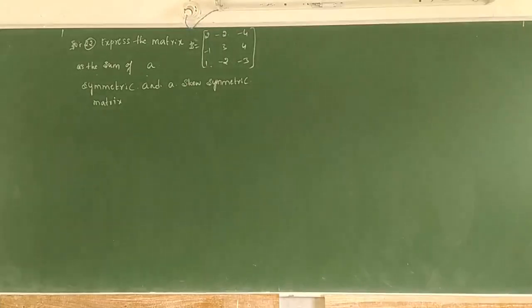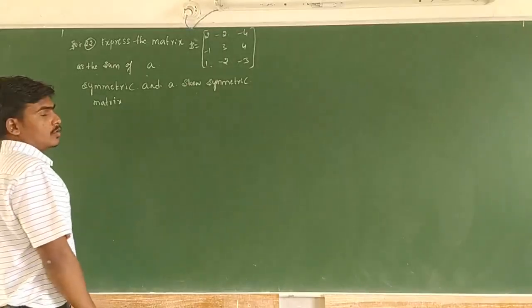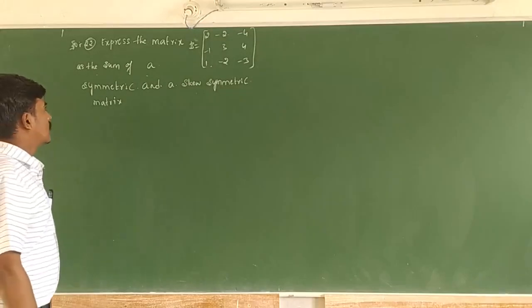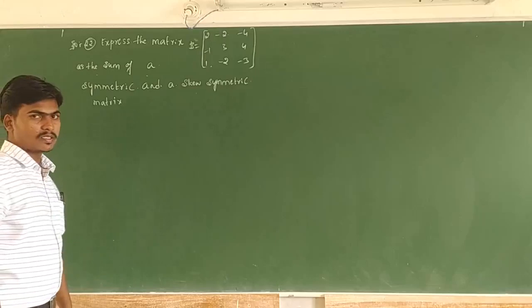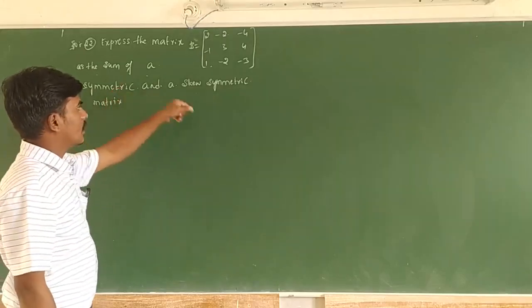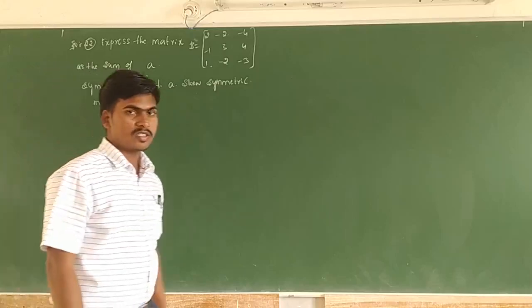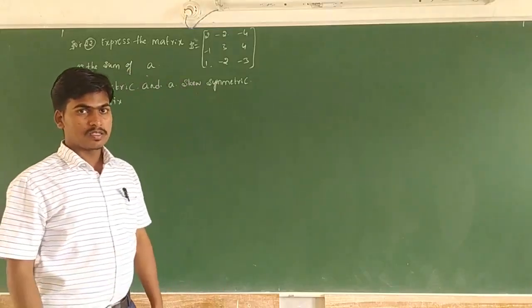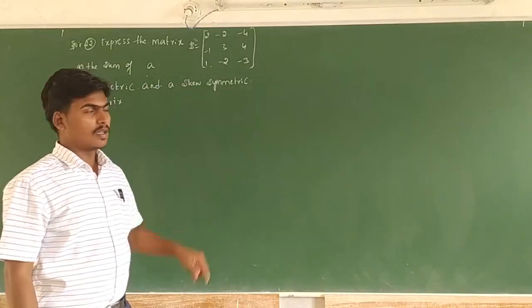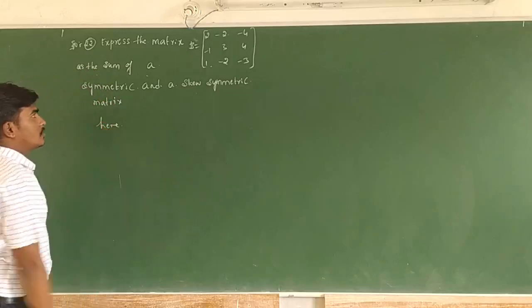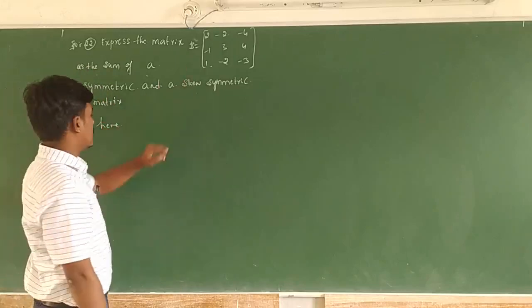Well, we have observed the exercise 22 problem only. Then we will express the matrix B as the sum of a symmetric and a skew symmetric matrix. Here we have to express this matrix in the form of symmetric and skew symmetric matrix. In the last theorem we proved that any square matrix can be expressed in the form of symmetric and skew symmetric, right? Here we must apply transpose to the given matrix.